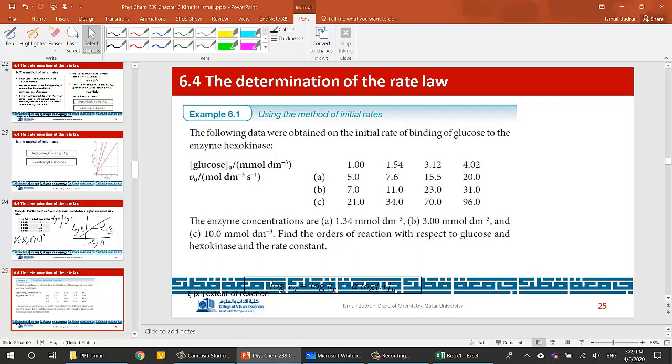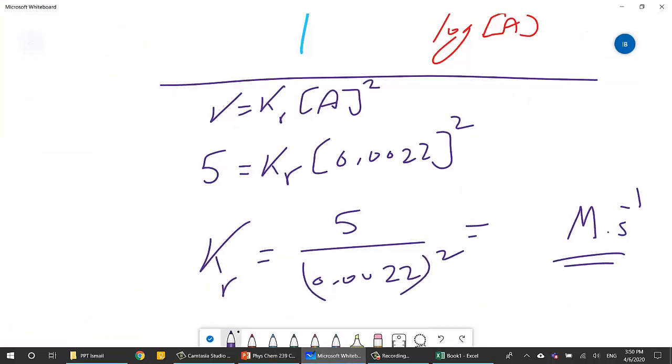The data are shown horizontally, so you need to think about them vertically as well. And the enzyme concentrations were this and this and this. Find the order of reaction with respect to glucose and the hexokinase, and the rate constant. So 3 things that we need to determine here: the reaction order in terms of glucose and the enzyme, and also the rate constant.